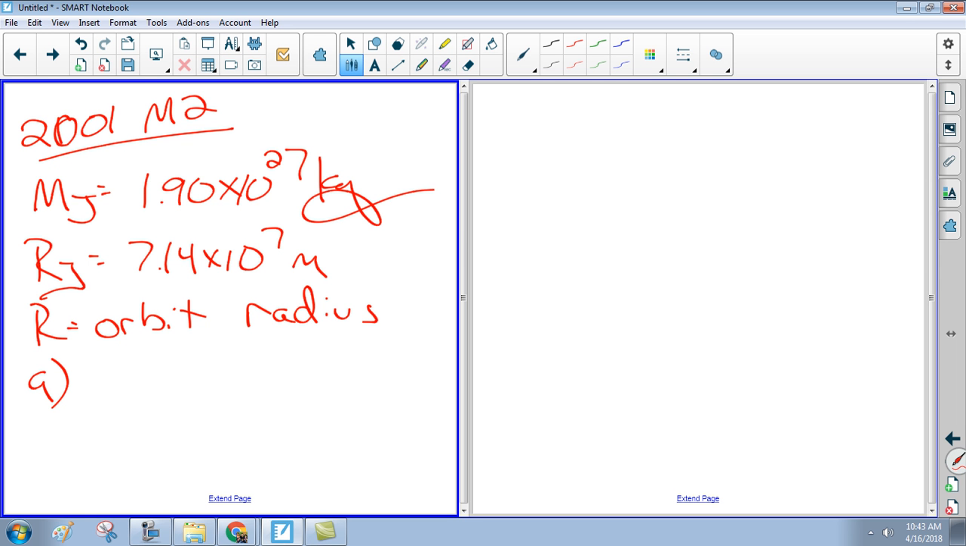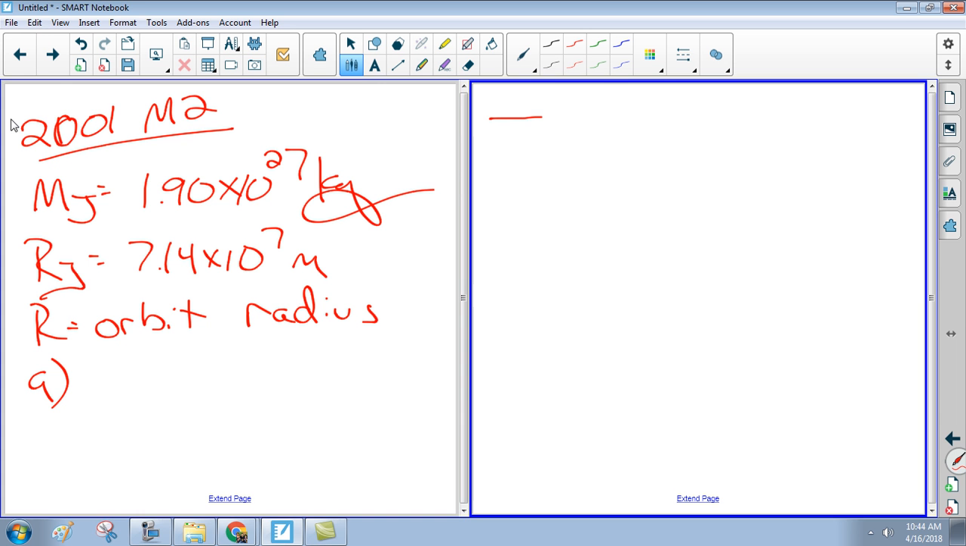All right, part B. The explorer wants the satellite's orbit to be synchronized with Jupiter's rotation. This requires an equatorial orbit whose period equals Jupiter's rotation period of 3.55 times 10 to the 4th seconds. Determine the required orbital radius. So first of all, do you guys understand what's going on there? Remember, your period depends on your radius. All right? Like Earth satellites.